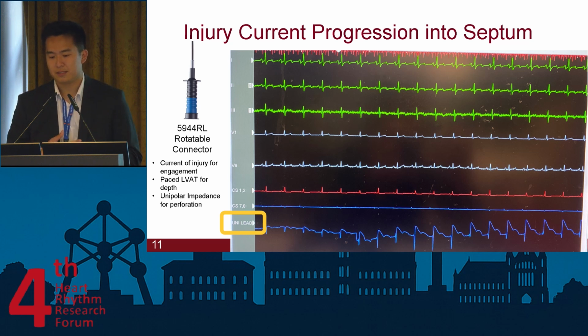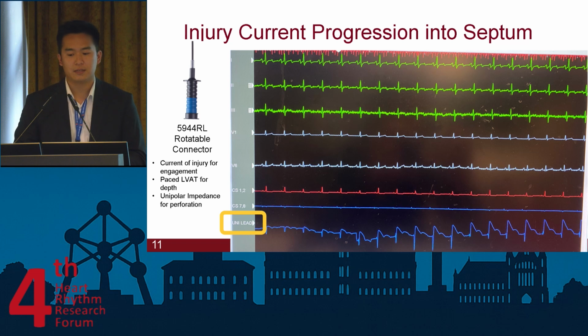In this process, you can see here's the continuous unipolar electrogram that we got. So we can measure current of injury to make sure that we're engaged in ventricular tissue. Paced LVAT for depth. As we screw across the septum, we paced unipolarly to see the left ventricular activation time. And then also taking periodic unipolar impedance to test if we had perforated.